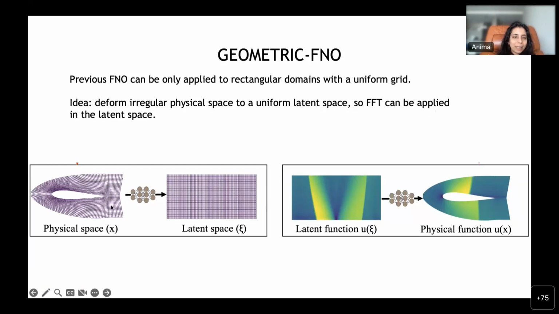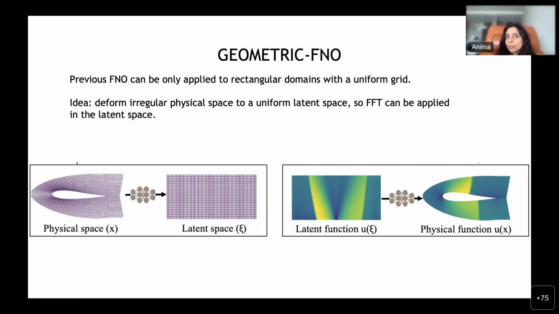And the way we decided to handle non-uniform input domains, right? The physical space, for instance, this airfoil wing, is an irregular geometry shape. And we also want our grid to be irregular to capture that non-uniformity. So this is our input domain. So what we propose is to learn a deformation from this to a uniform grid in a latent space.